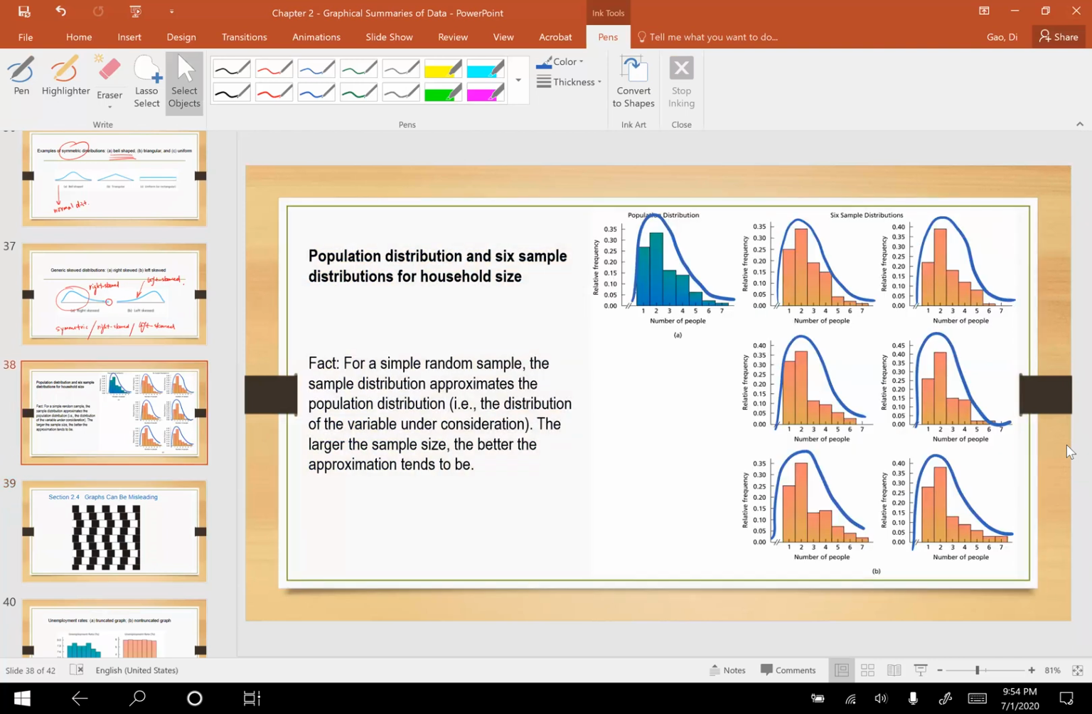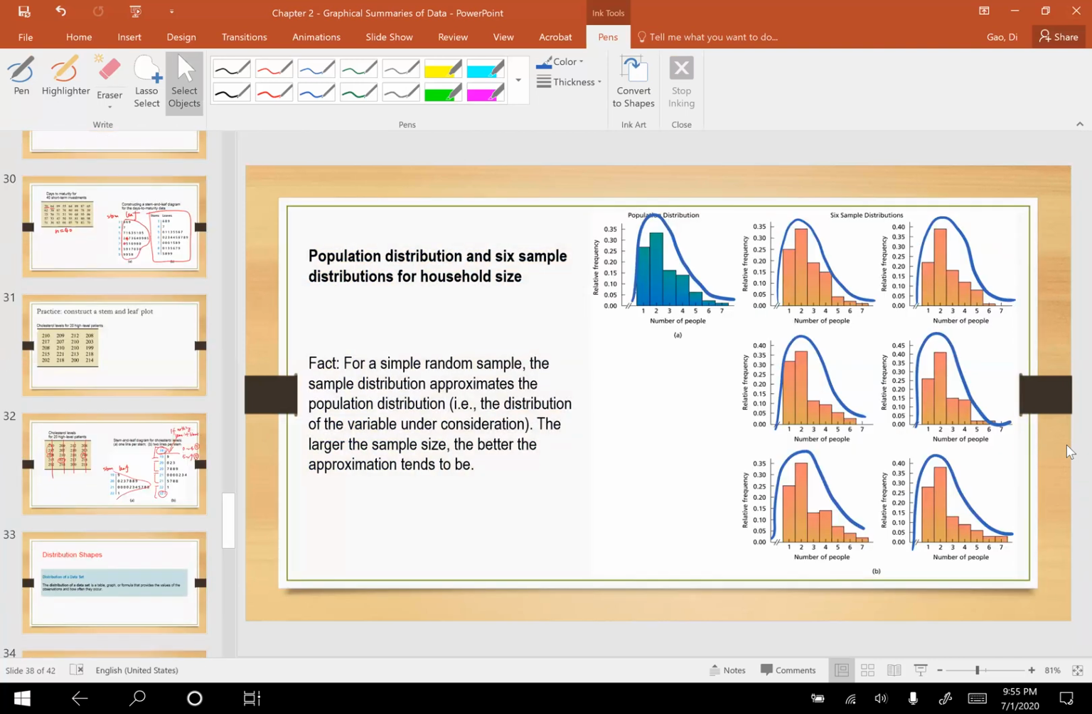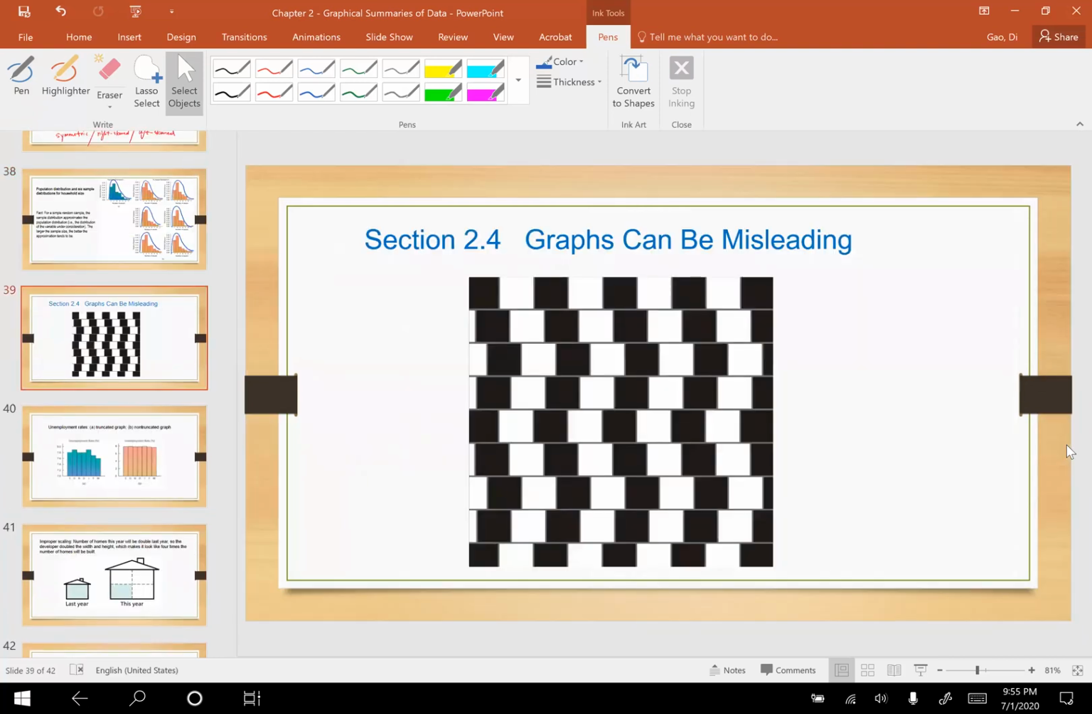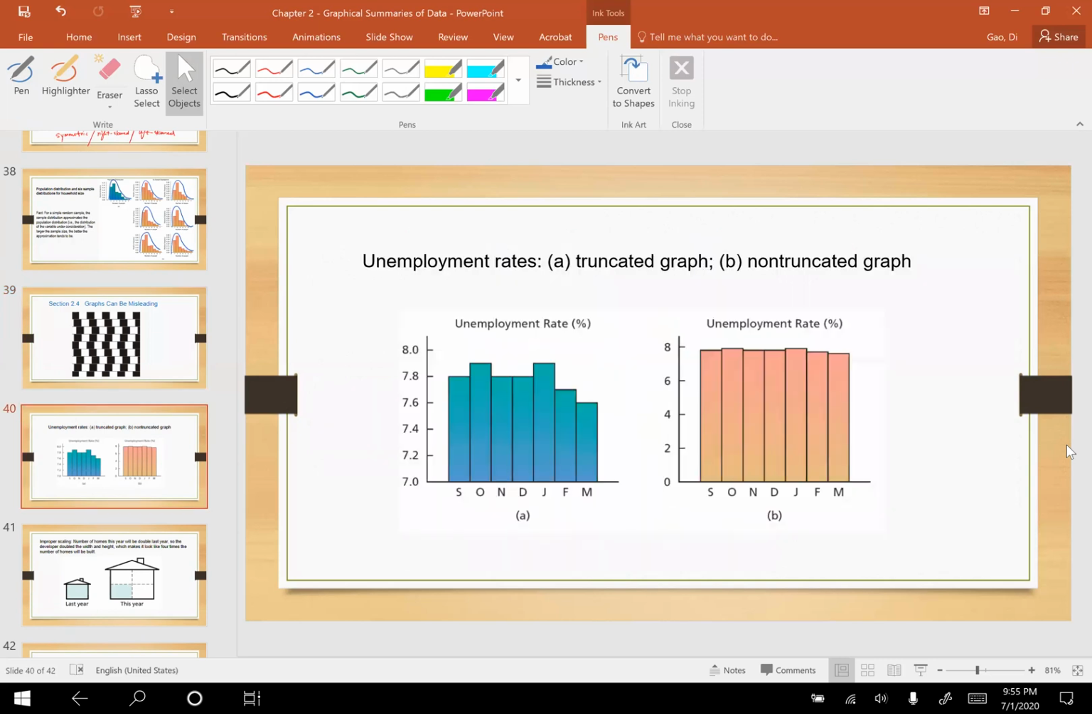Okay, so now we finished section 2.3, and now let's look at the very last section. Graphs can be misleading. If you look at this one, it seems that not all the lines are parallel with each other, but actually if you use a ruler to check, they're parallel. So this is just a very brief example that graphs can be misleading. Let's now look at some statistical graphs. Unemployment rate.